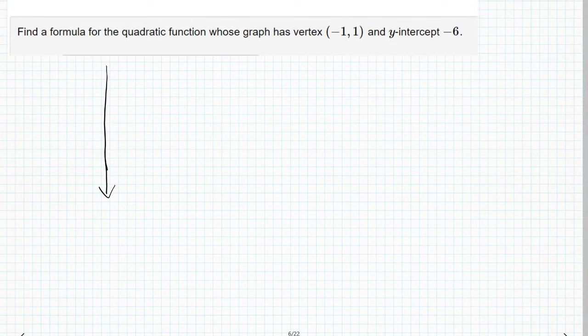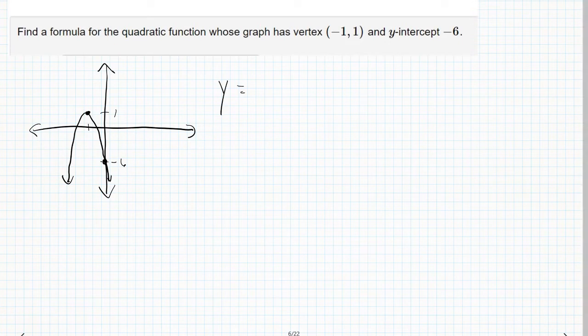First off, let me give you a drawing in terms of what's going on. So you have a vertex at negative 1, positive 1, and a y-intercept of negative 6. So something like, let's say negative 6 is there, and let's say this is positive 1. And we know since this is a vertex and we've got to hit this point down here, the graph has to look something like this. So it's telling us we're going to have a negative value somehow, some way.